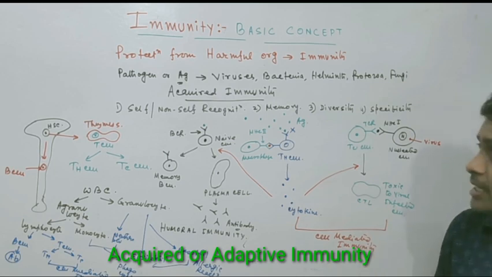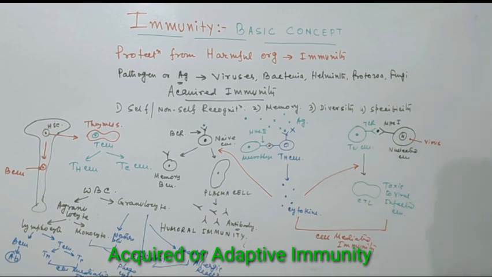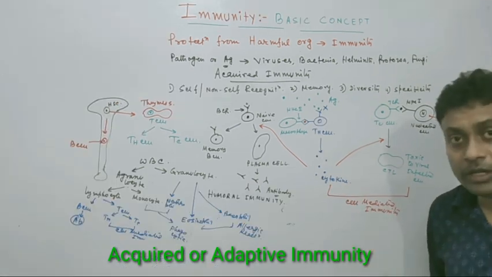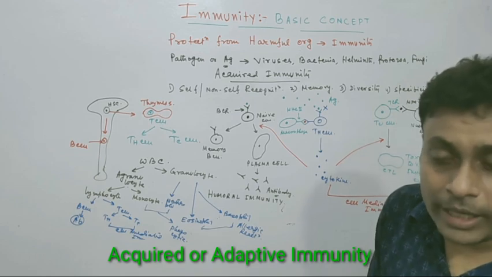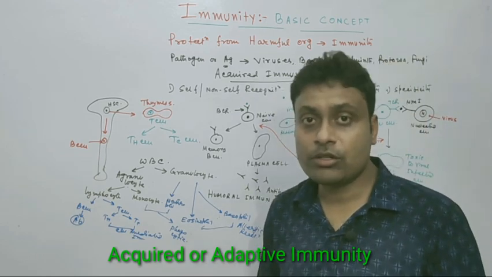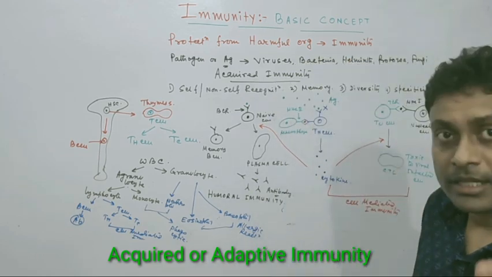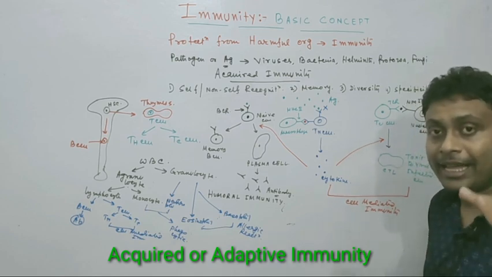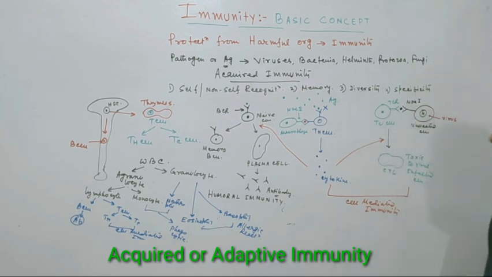So here you can see how acquired immunity works. Acquired immunity has four important features: self and non-self recognition, that is, it can recognize which protein is self and which is non-self, and when any foreign protein enters our body, the acquired immunity produces a specific type of antibody against this particular antigen, or the foreign protein.